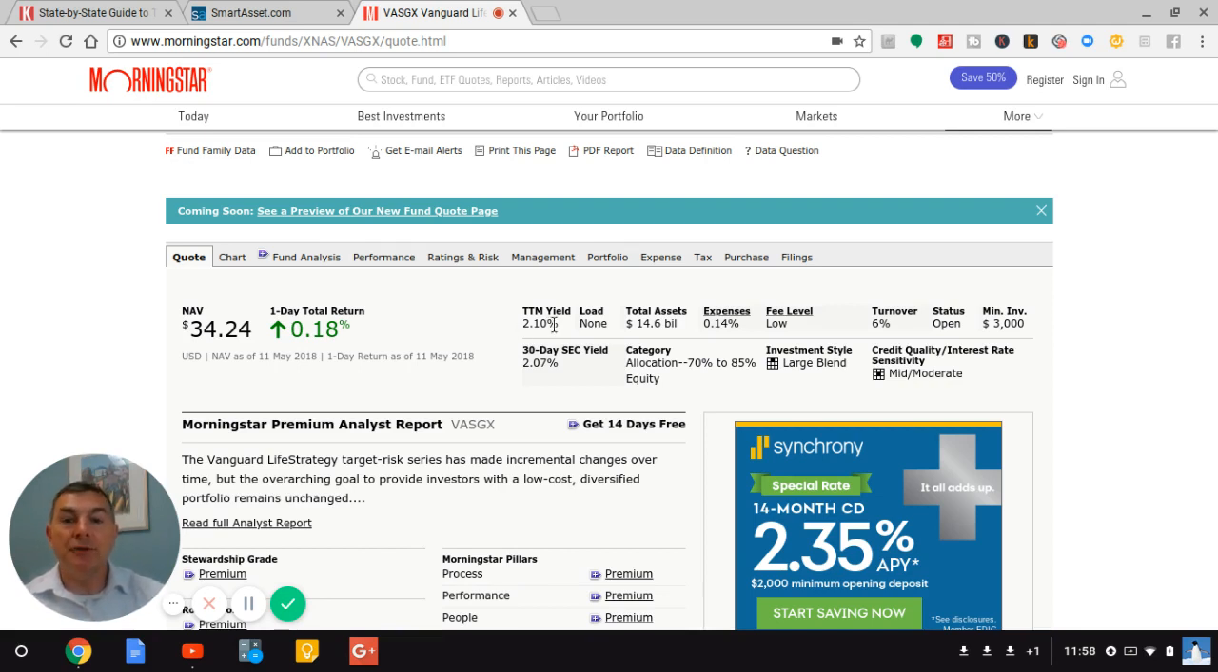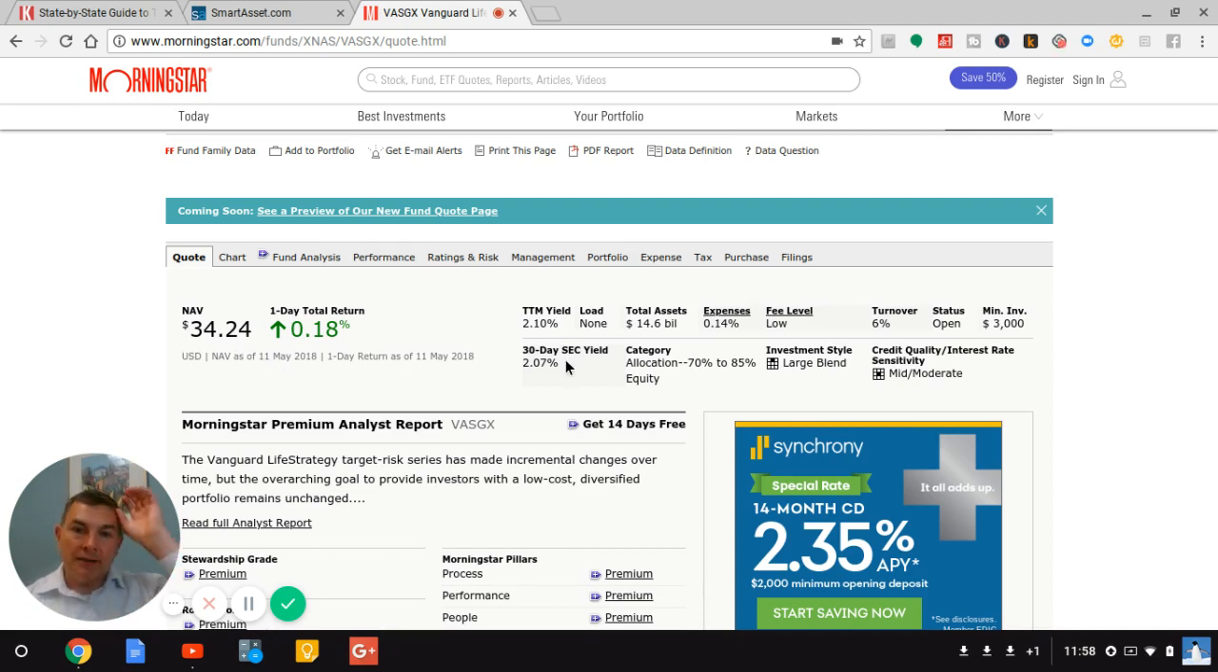So if it has a 2.1% yield over the last 12 months, that just simply means the price and the dividends it's paying have met right here to give you a 2.1% dividend. It's already happened. So you buy today, that is the yield you're going to get as of today relative to the share price. I'm not going to go into that too much. I've already talked about that.